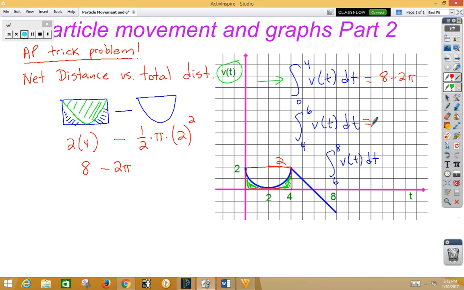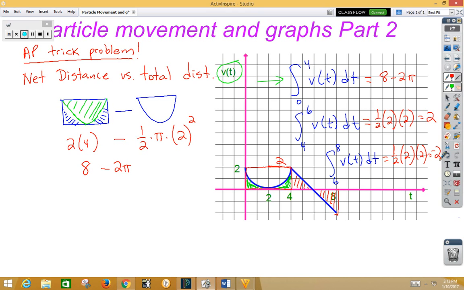Next, we would now need to find the area of the triangle from 4 to 6. So that would be half of base 2, height of 2, which would be 2. Again, that's positive area because we're above the x-axis, or in this case the t-axis. And then our final integral is going to be the area of the triangle down here below the x-axis. So that would be half. Again, it's 2 times 2, but now it's a negative 2 because we're below the x-axis.